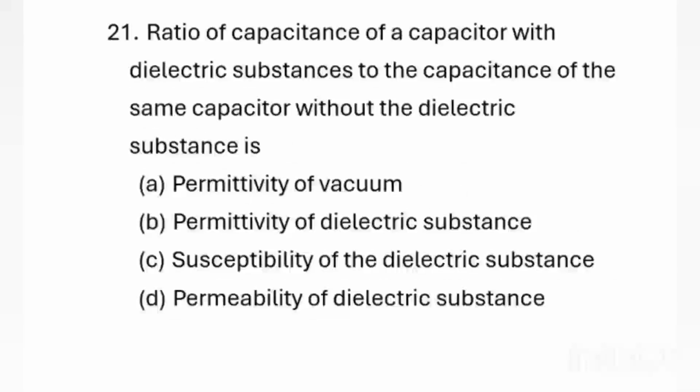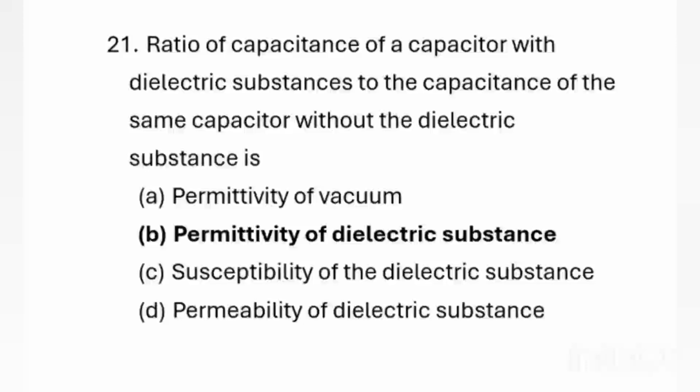Question number 21. Ratio of capacitance of a capacitor with dielectric substances to the capacitance of the same capacitor without the dielectric substance is option A, permittivity of vacuum. Option B, permittivity of dielectric substance. Option C, susceptibility of the dielectric substance. Option D, permeability of dielectric substance. Here the correct answer is option B, permittivity of dielectric substance.